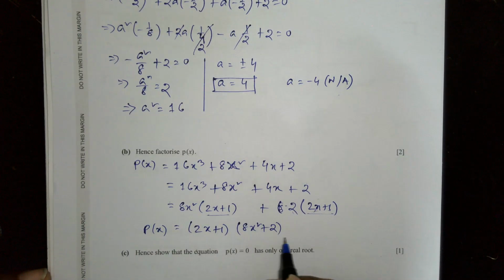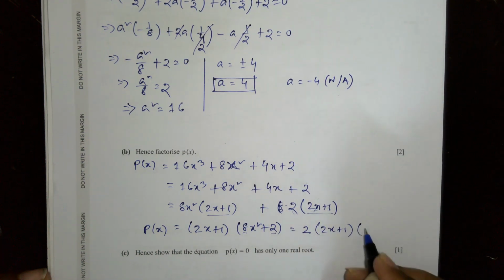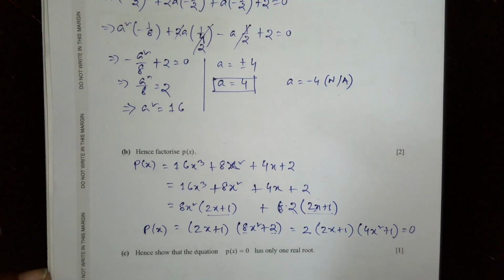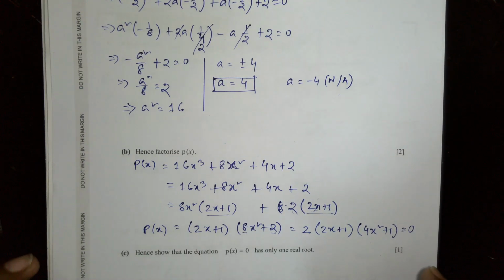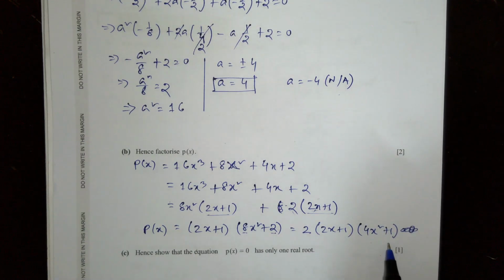But it is still not factorized completely. Why? Because 8 is an even number, 2 is another even number. So taking it out, I can write 2 times 2x plus 1 times 4x squared plus 1. Now it's not equal to 0. It has been factorized completely.